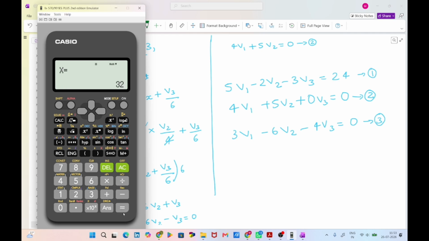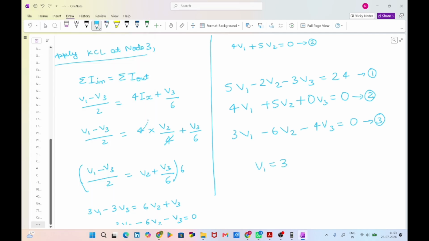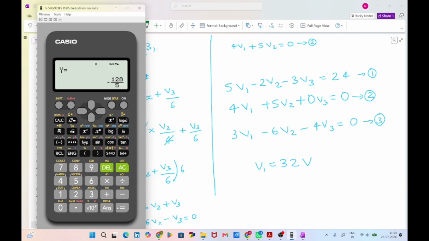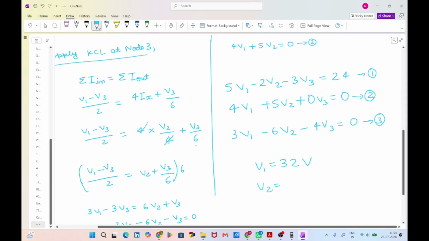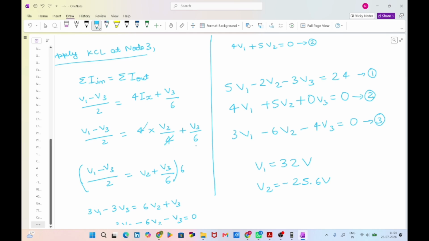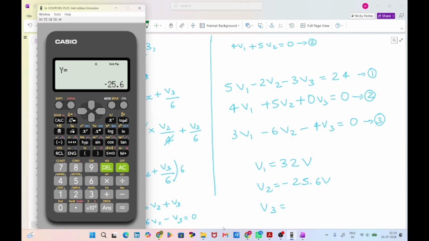V1 is equal to 32 volt. Let us write V1 is equal to 32 volt, and then open the calculator and again click on equals, and then click on S-D. V2 is equal to minus 25.6 volt, and then V3 is equal to, open the calculator and then click on equals, 62.4 volt.